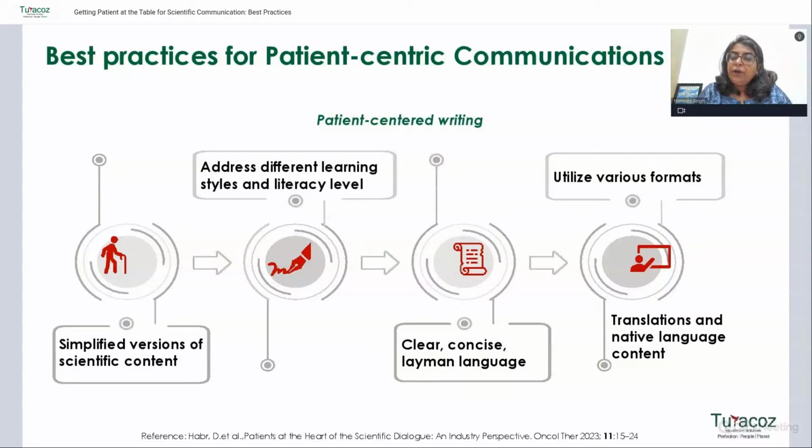And the last important point here is translations and native language content. Patients may not understand English always. I would say around 90-95% of the content we write is in English, whether it is for journals, for regulatory agencies, or for medical education for doctors. Normally, it's English that we talk, it is English in which we think and convey. There are so many native languages across the world, so this is a very important point.